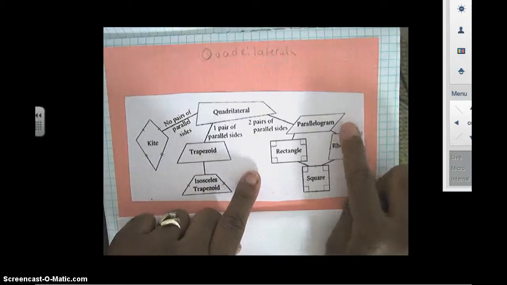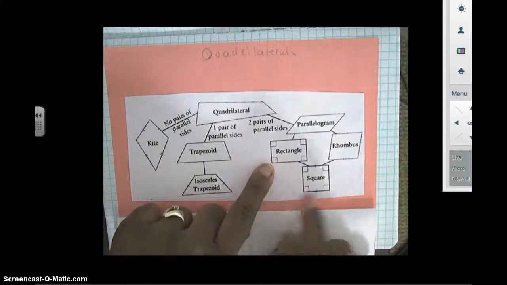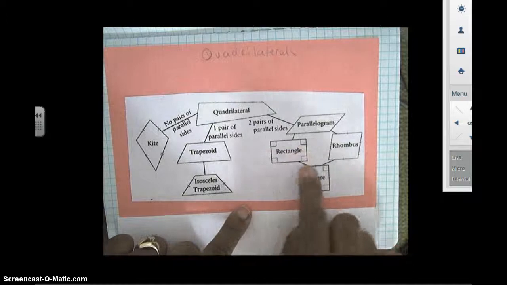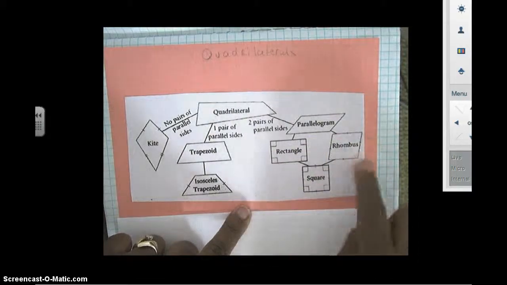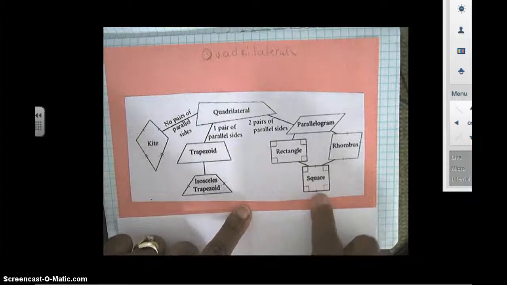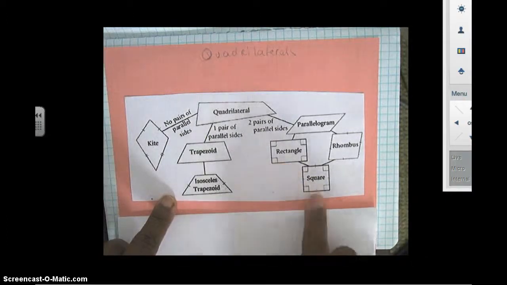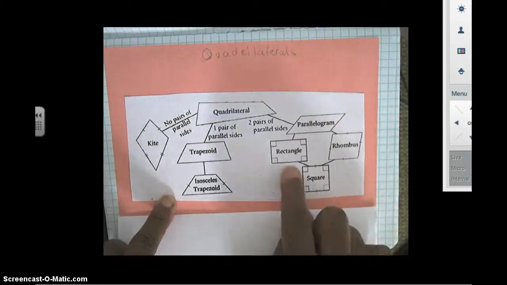Then parallelograms have two pairs of parallel sides. So you have a rectangle, rhombus, and a square. And you notice that each of these have two sets of parallel sides. But then there's some more division between what is the difference between a rectangle and a square, and what is the difference between a rhombus and a square. In either case, a square can be a rhombus and it can also be a rectangle.